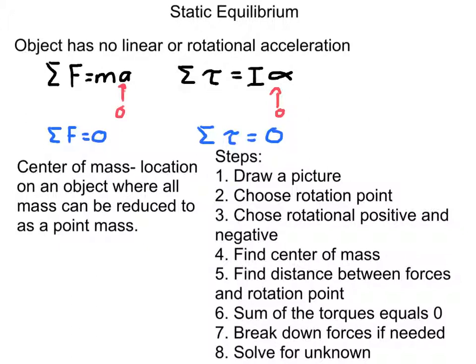Find the distance between the forces and the rotation point for all of them. And actually, I recommend labeling all of this on the picture. Please label it all in your picture. Then sum up your torques equals 0. So torque 1, torque 2, torque 3, all equals 0 if we were substituting into that equation.